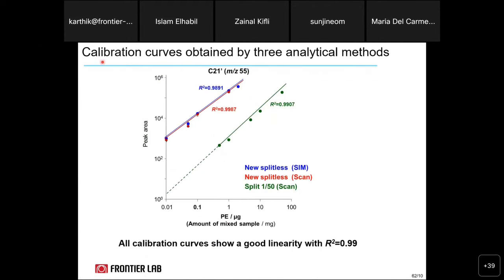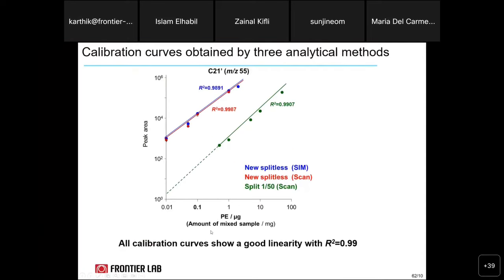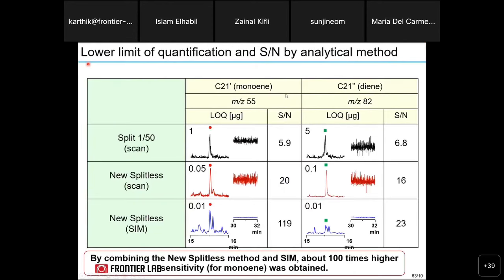So we have verified the linearity of these multiple compounds. You can see the linearity is very good, from like 0.1 up to 100 milligram. It is comparable to the split scan mode also. The lower limit of quantification.